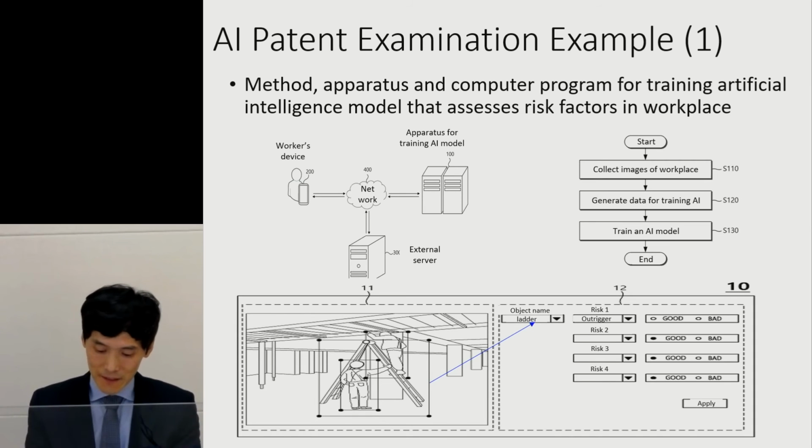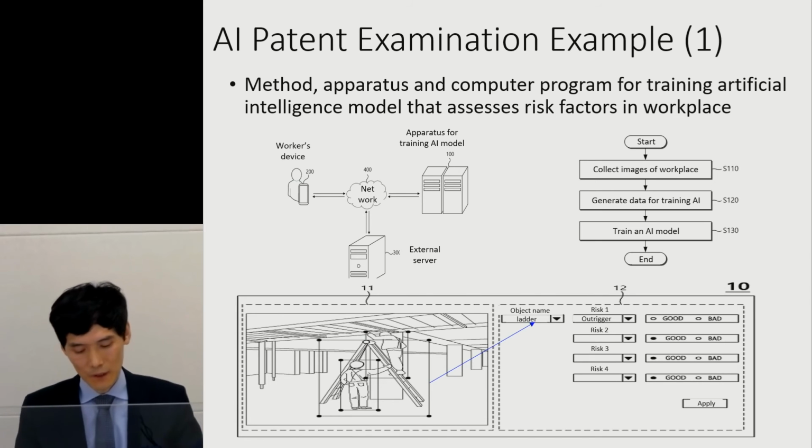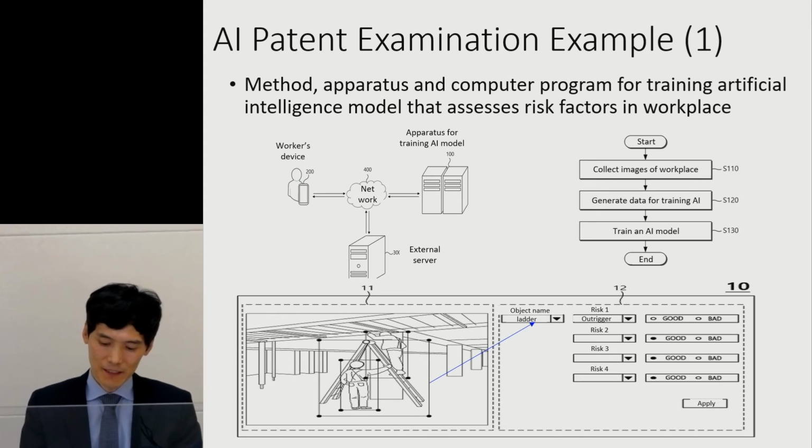This application is an actual patent application. This invention is related to the assessment of risk factors in workplace. The system collects images of workplace, generates data for training AI, and trains an AI model. As you can see in the images, objects are classified with risk levels, and the data is used to train the AI model. Next, please.